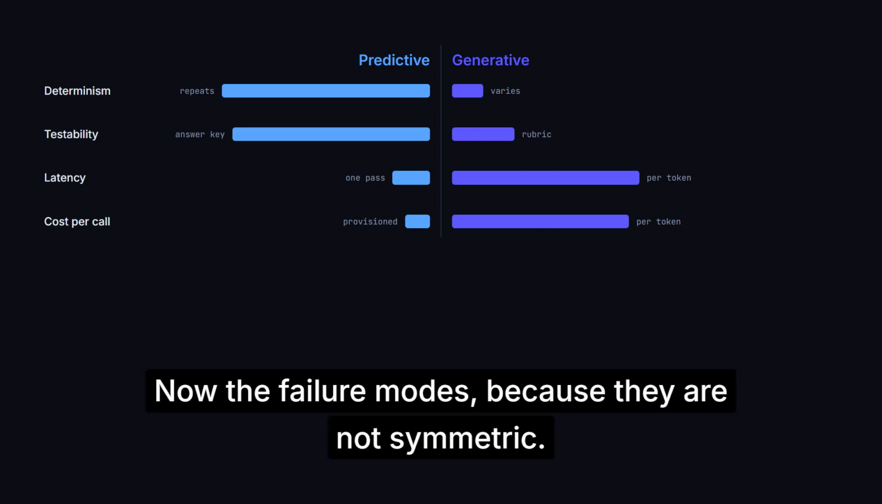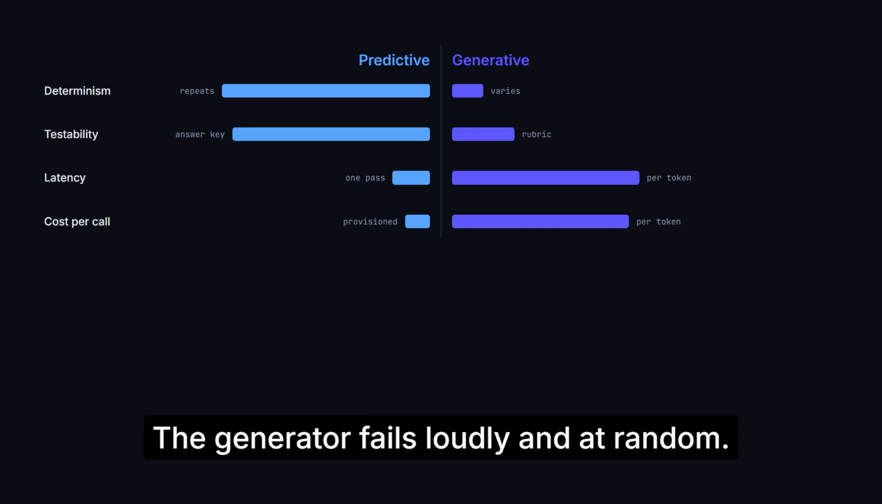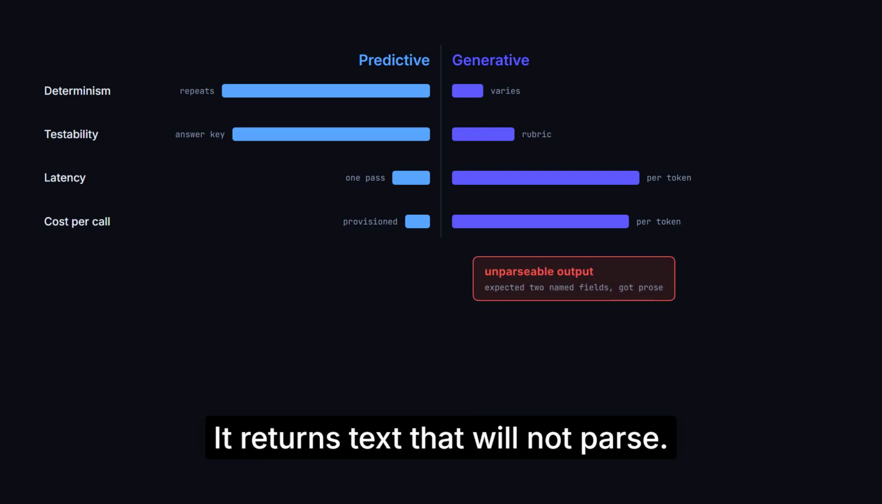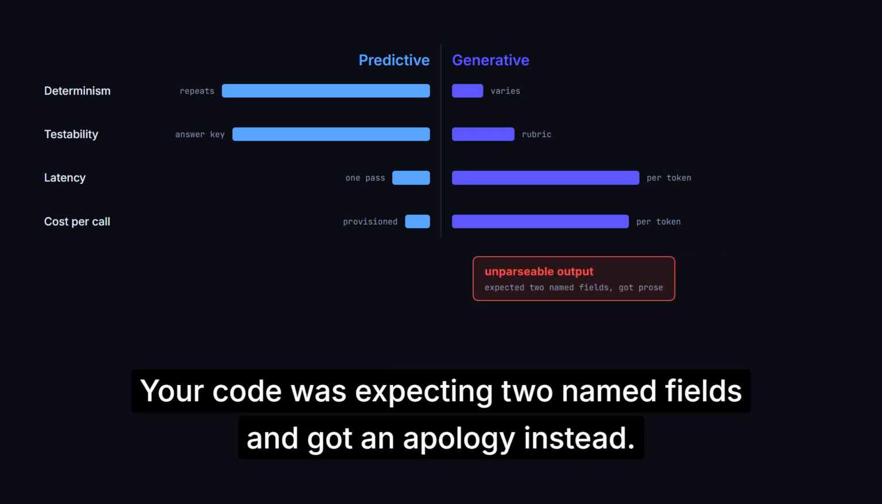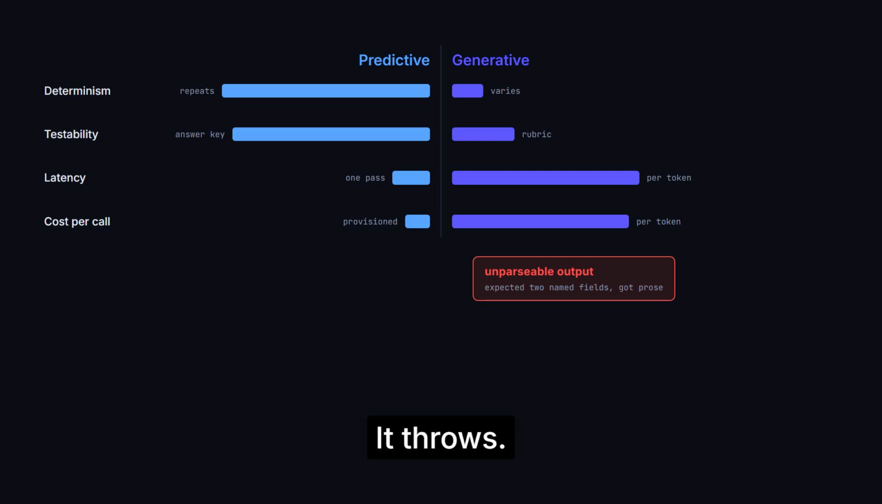Now the failure modes, because they are not symmetric. The generator fails loudly and at random. It returns text that will not parse. Your code was expecting 2 named fields and got an apology instead. That failure is visible. It throws.